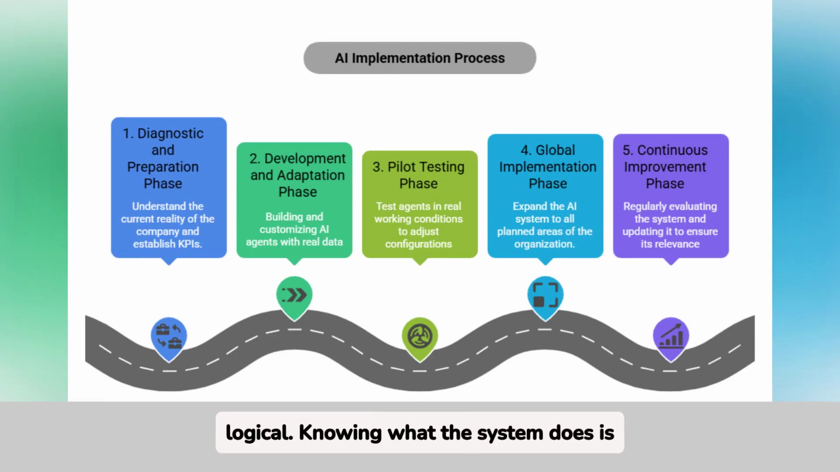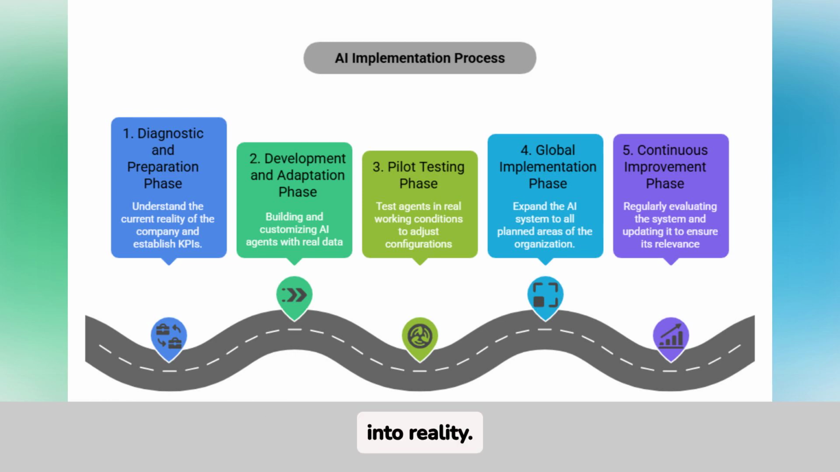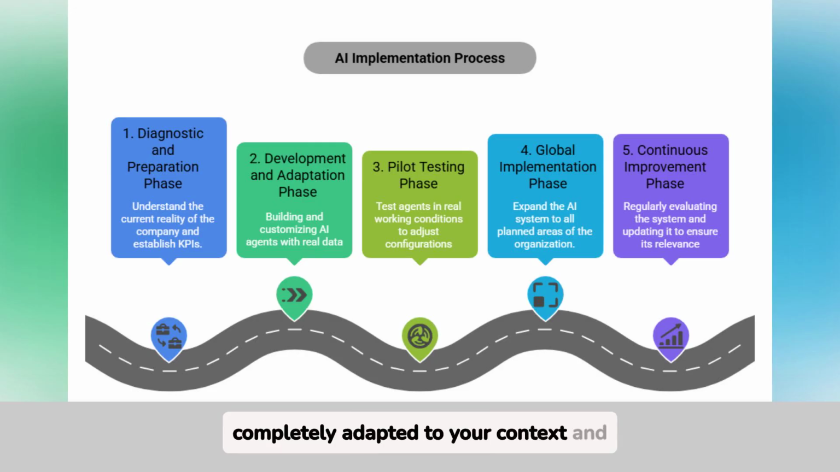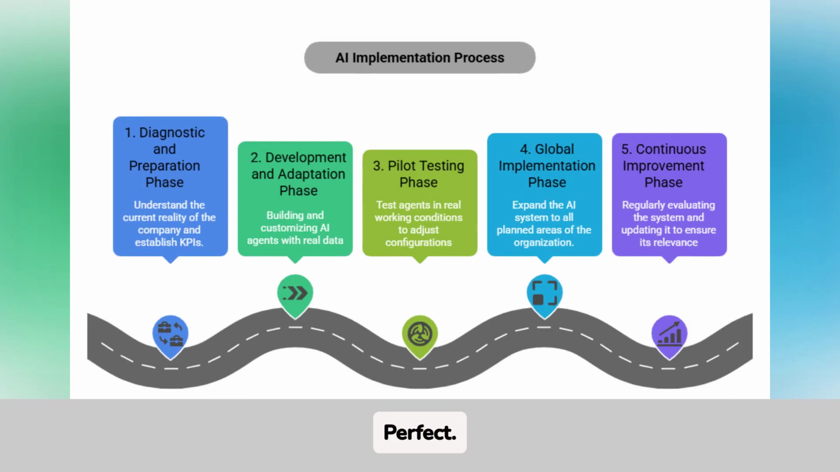Knowing what the system does is fine, but the important thing is to know how to turn it into reality. That's why we have structured the whole process in 5 clear phases, designed to make the implementation orderly, agile, modular, and above all, completely adapted to your context and specific needs. This way, we avoid improvisations and ensure tangible results from the beginning. Perfect. I like that there is a clear process. It gives us peace of mind. What would that first phase be?